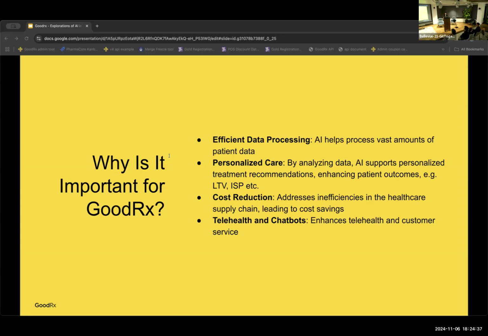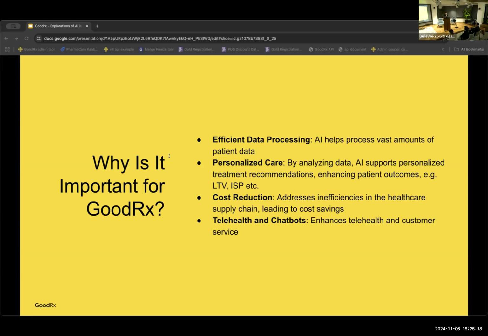The second one is personalized care. It supports personalized treatment, and the recommendation is very important to us, so it enhances patient outcomes. I'll give some examples like LTP and the savings program, which I'll definitely get to in later slides. Another one is cost reduction. It addresses inefficiency in the healthcare supply chain, which is the major core issue right now. GoodRx is building on top of it, and thus it leads to cost savings.